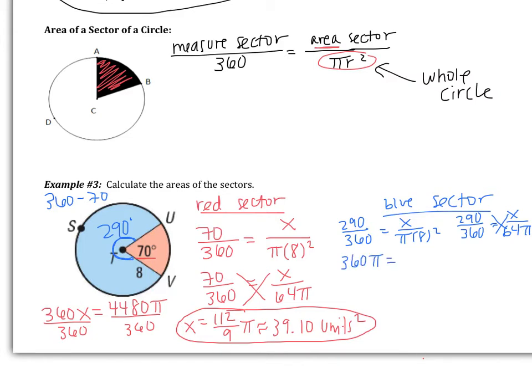Oh, I'm sorry, this should be 360x. Sorry, my mistake. The 360 gets multiplied by the x, not the pi. So 360x equals 18,560 pi. I divide by 360. So x is equal to 464 divided by 9 pi.